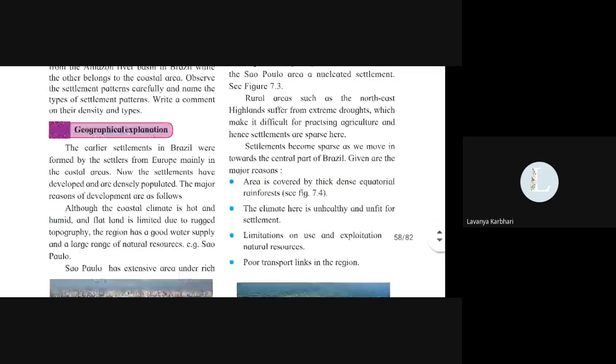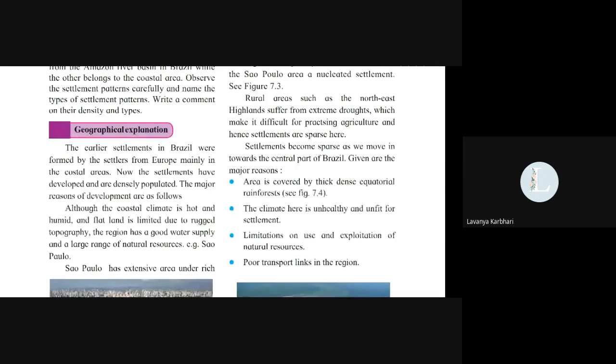Rural areas such as the northeast highlands suffer from extreme droughts. Okay, which makes it difficult for practicing agriculture, and hence settlements are sparse here. आणि रुरल एरियामध्ये जर गेला तुम्ही नॉर्थ ईस्ट हायलँड्स, ब्राझीलचा नकाशा, तो जो काही नॉर्थ ईस्टर्न एरिया आहे, so that north eastern area faces drought. त्यांना दुष्काळाला तोंड द्यावं लागतं बिकॉज देर इज नॉट अ गुड सप्लाय ऑफ वॉटर ओव्हर देअर. Okay, extreme droughts. That's why it is very difficult for practicing agriculture.